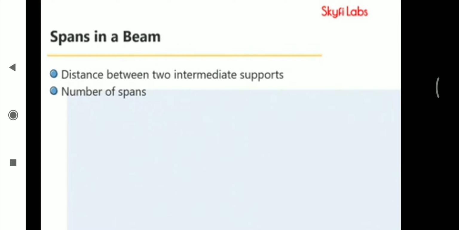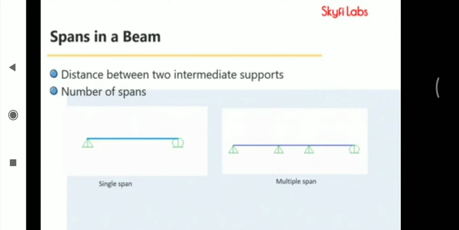A span is the distance between two intermediate supports in a beam. When a beam is having multiple supports, the number of spans is the number of lengths between two pairs of intermediate supports. Thus, we can have a single span beam, or a multi-span beam as shown.